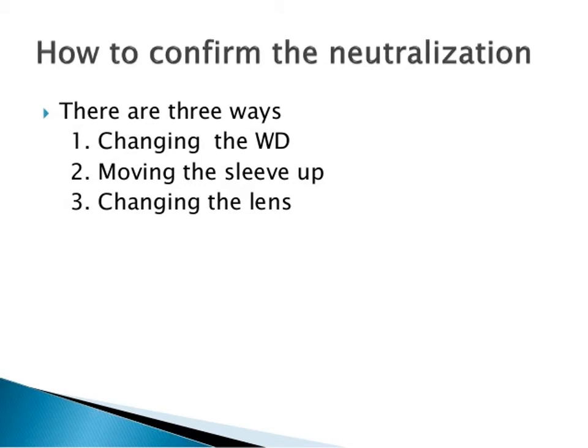Now, how to confirm the neutralization? There are three ways to confirm the neutralization. First, we have to change the working distance. Then we have to move the sleeve up of the retinoscope, and then change the lens. With these three methods, we can confirm the neutralization.